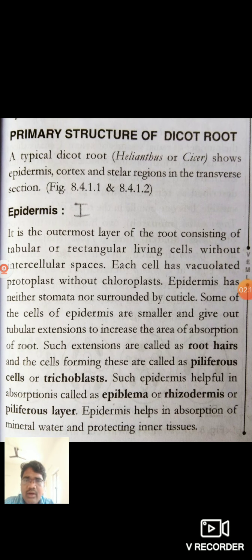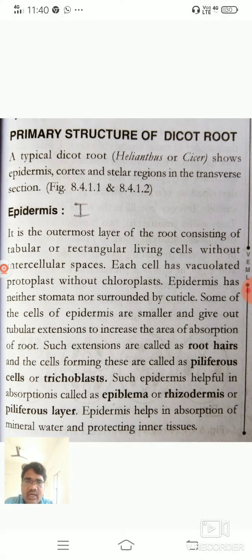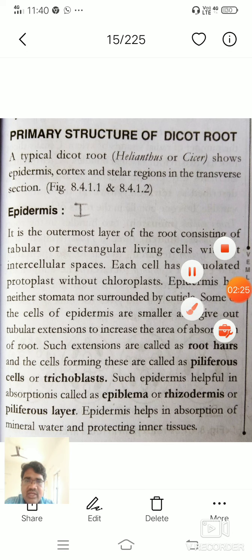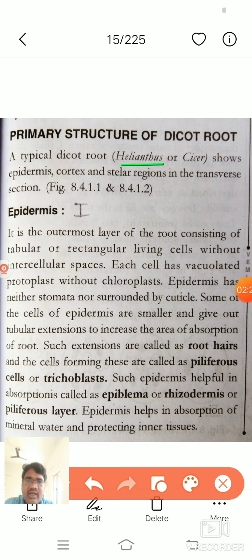Right. Primary structure of dicot root. What is the example of a dicot root? That is Helianthus. Helianthus shows the epidermis, cortex and stele region in the transverse section (TS) of the dicot root. The first part in the dicot root is the epidermis.